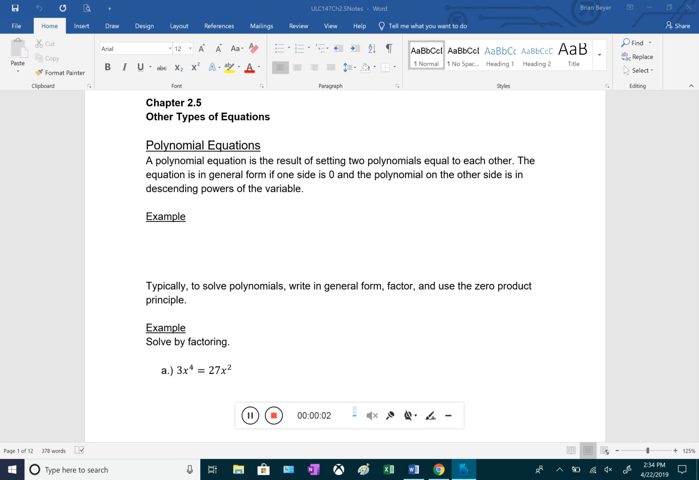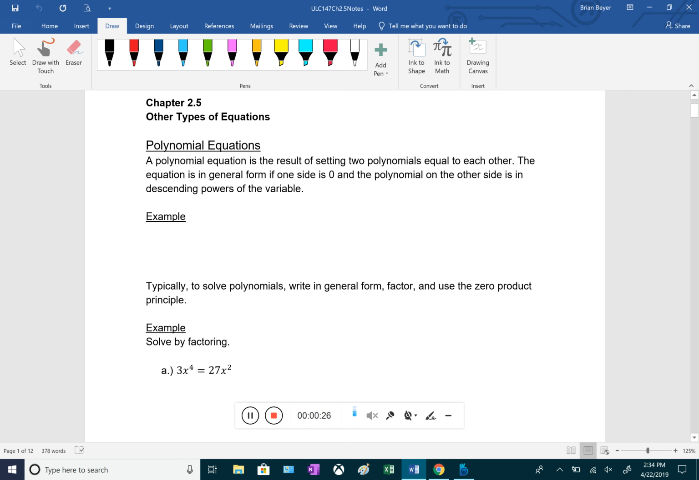Chapter 2.5, we're going to be solving about 4 other types of equations. So we'll start with polynomial equations. A polynomial equation is just going to be 2 polynomials essentially set equal to each other. We say it's in general form if one side is 0 and the polynomial on the other side is in descending order in terms of the exponents.